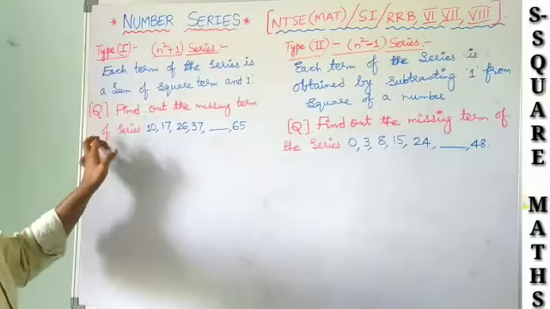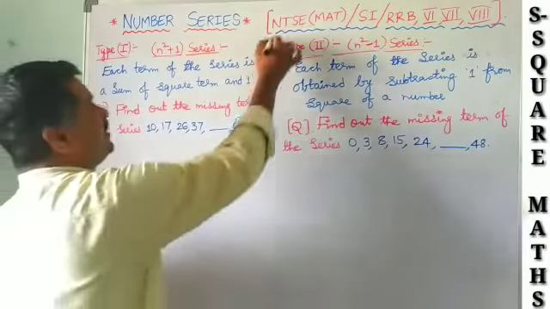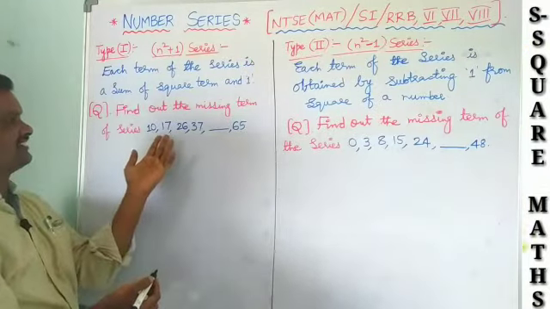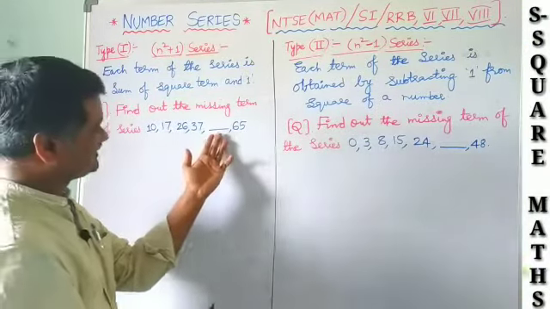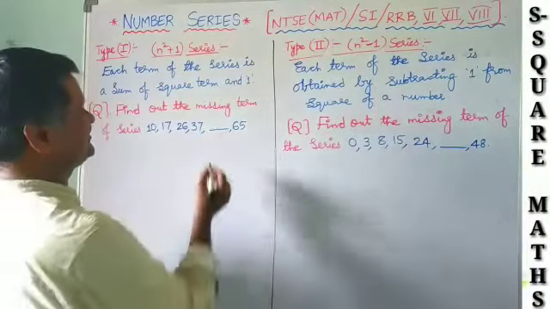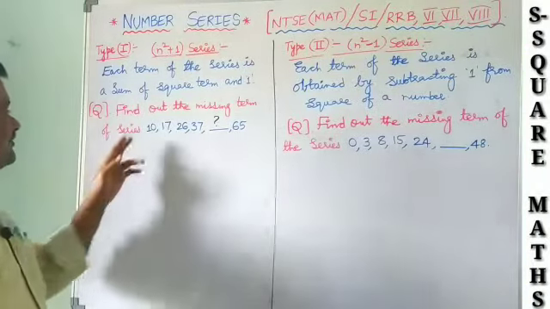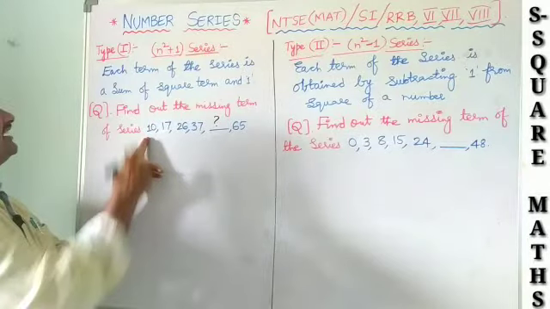Find out the missing term of the series. So how to find the missing term? Here one term is missing. The series is 10, 17, 26, 37, then this term is missing, and this is 65. So we have to find out that question mark now. Here, if you observe carefully, it is an n square plus 1 series.